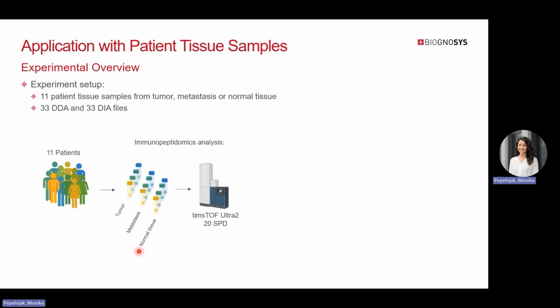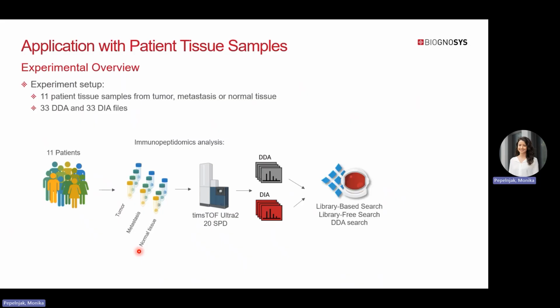Samples were then measured on a timsTOF Ultra 2 with a 20 samples per day method. Samples were measured in DDA and DIA. And then again, we analyzed everything with Spectronaut 20 in library-based, library-free, and DDA search.